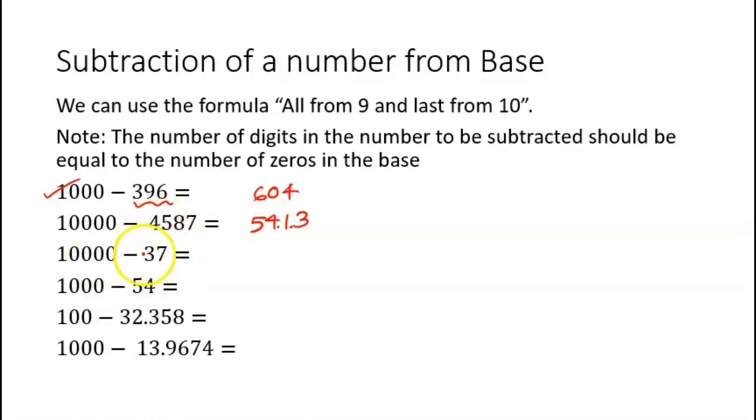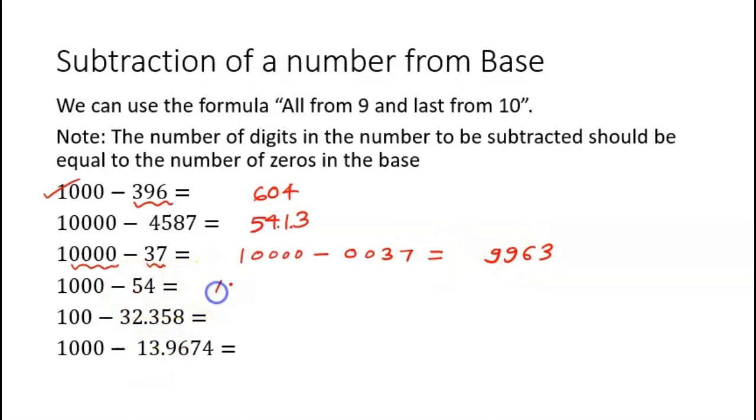If I look at this particular problem, one thing that you need to notice here is that in the base we have 4 zeros, but here we have just 2 digits. So first of all, we do a small manipulation, and we write the number as 0037, so that the number of digits in this number is equal to the number of zeros in the base. And then we can follow the same process, all from 9 and last from 10. So 10 minus 7 is equal to 3, 9 minus 3 is equal to 6, 9 minus 0 is equal to 9, and 9 minus 0 is equal to 9.